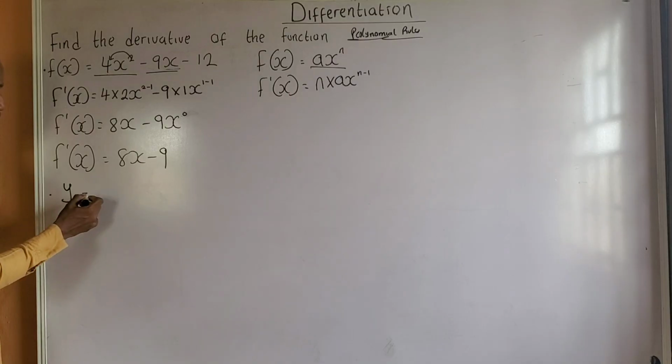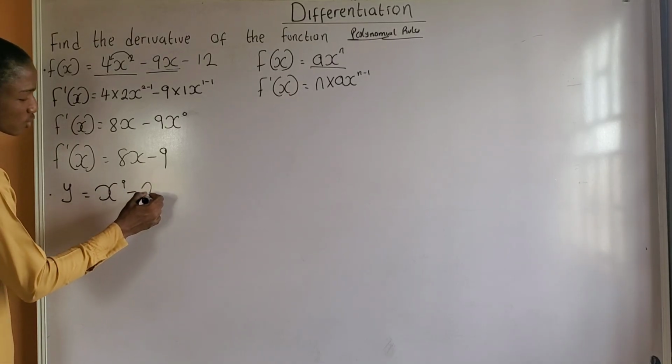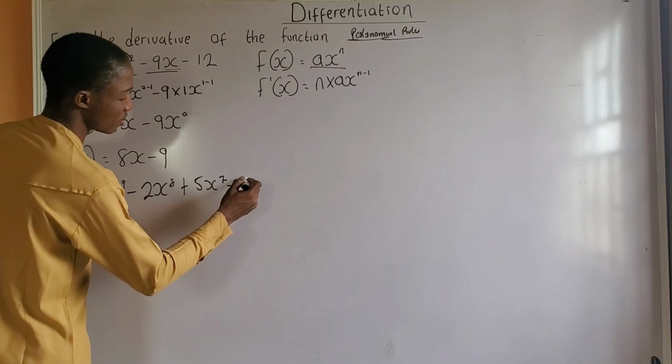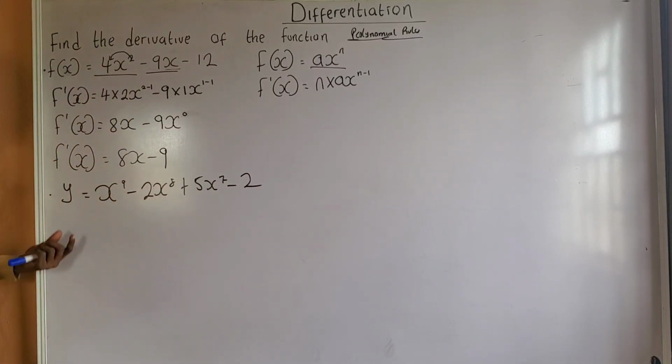Let's say we have y equals x raised to the power of 9 minus 2x raised to the power of 8 plus 5x raised to the power of 7 minus 2. Okay, you are given this function. You are asked to find the derivative of it.